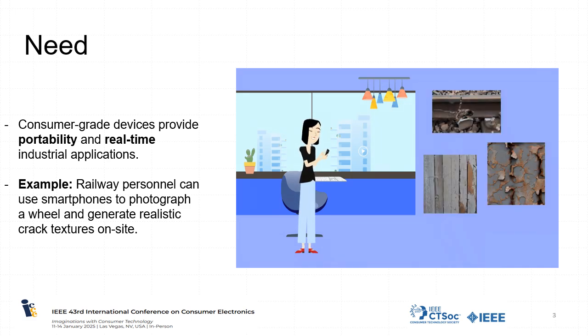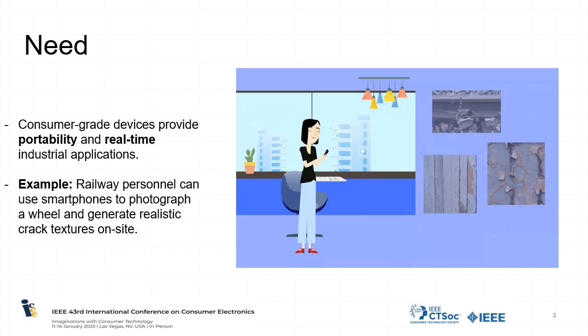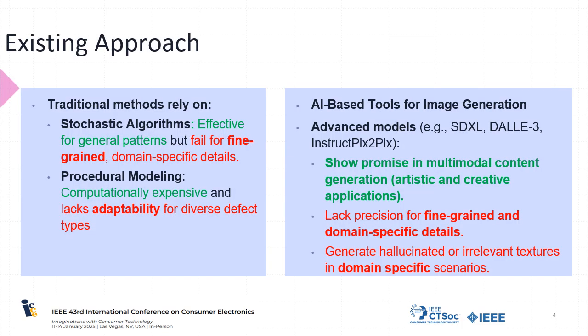However, when it comes to portable mobile devices, factors like resource constraints and the high computational demand to pre-process visual information pose extreme challenges to fully leveraging the benefit of such a tool on consumer-grade devices. On top of this, we found in the literature that traditional methods for texture generation, such as stochastic algorithms and procedural modeling, fall short when it comes to creating the fine-grained domain-specific details required for realistic defect texture generation.